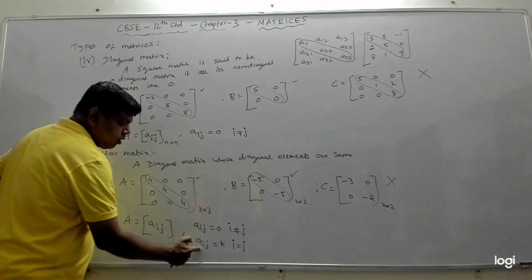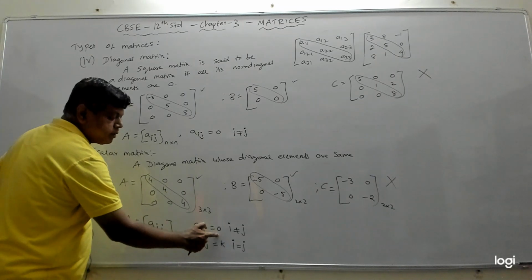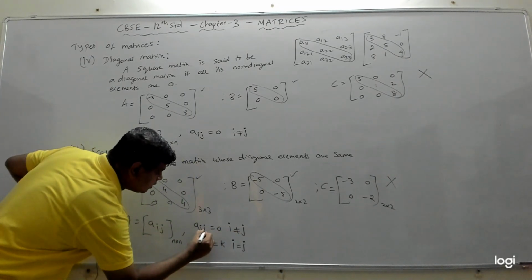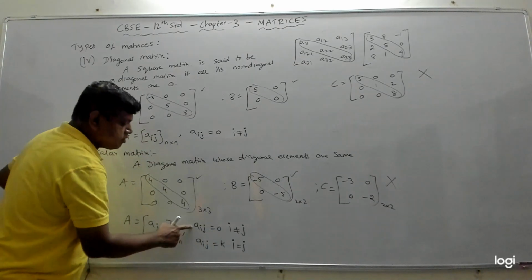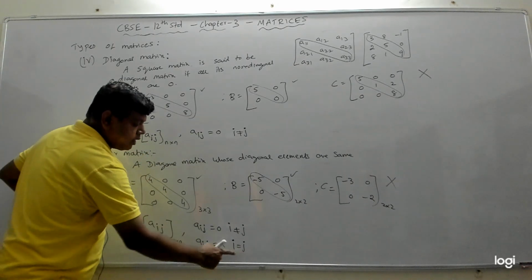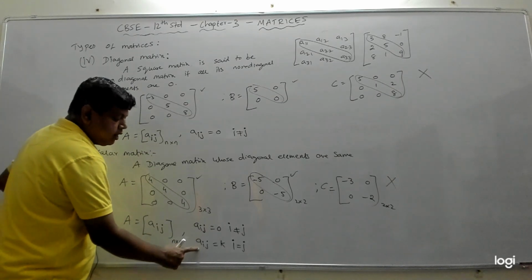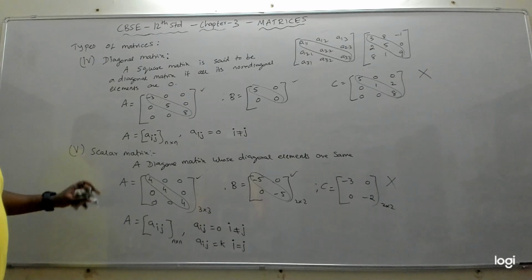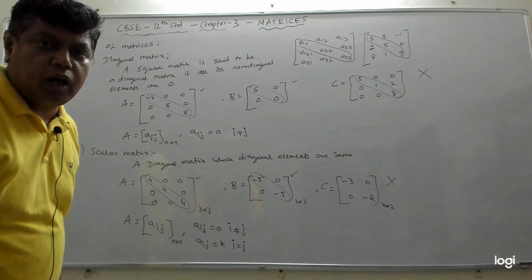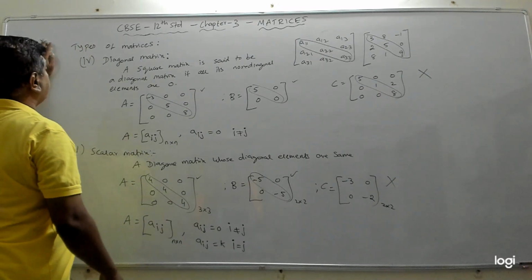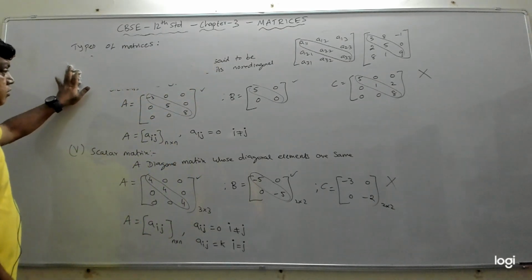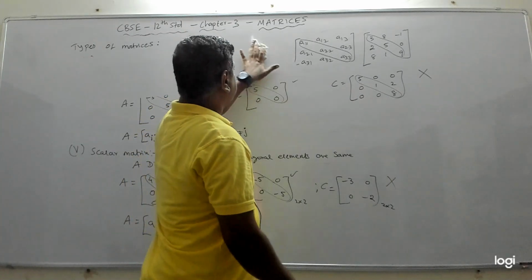So all the diagonal elements are equal to k. Non-diagonal elements are equal to 0. i not equal to j represents non-diagonal elements, and i equal to j represents diagonal elements. The diagonal elements should be the same and non-diagonal elements should be 0. Then you call that matrix a scalar matrix. Now next, the sixth type of matrix. Please keep taking the notes.